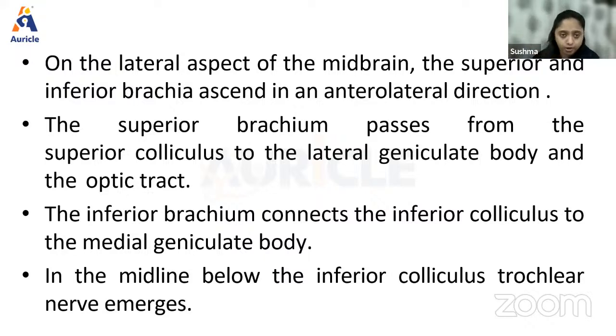Where is the superior brachium present? It is present on the lateral surface, running in an anterolateral direction. It passes from the superior colliculus to the LGB and the optic tract. The inferior brachium connects the inferior colliculus to the MGB. Then, in the midline below the inferior colliculus, the trochlear nerve emerges. Remember, the trochlear nerve is the only nerve that emerges from the posterior surface. All the other cranial nerves emerge from the anterior surface.